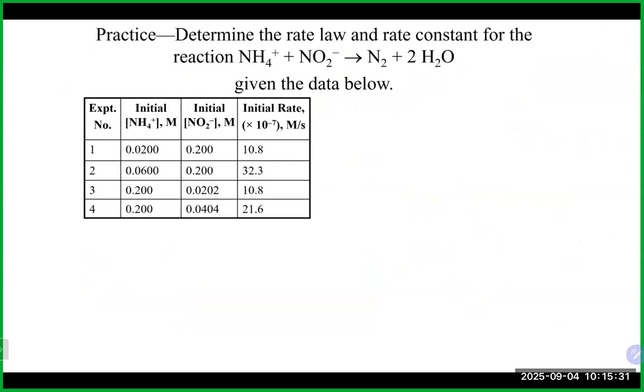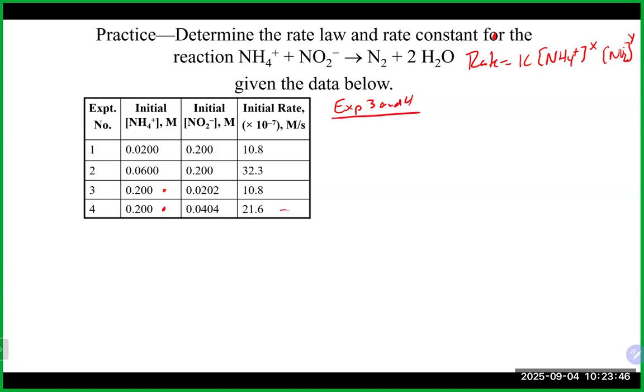All right. Let's do one last one here. Same thing. Find everything that you need. Okay, let's take a look again. We're going to pick out a couple that stay the same. So I'll start with 3 and 4. That's going to keep the first one constant. Our rate law we're trying to get to the orders for looks something like this: k times NH4+ to the X, NO2- to the Y. All right, so looking at 3 and 4 there.